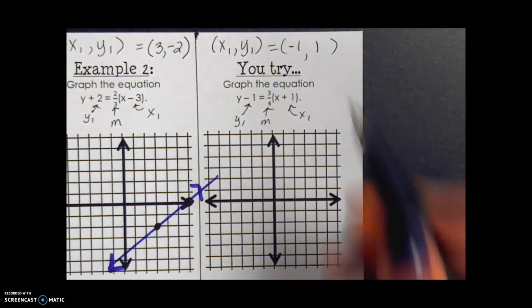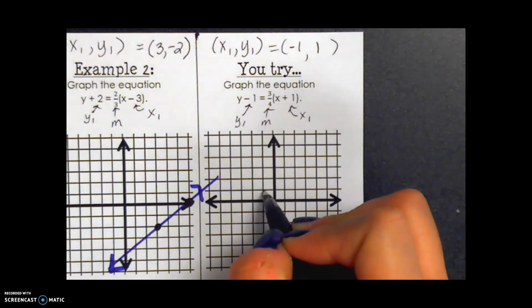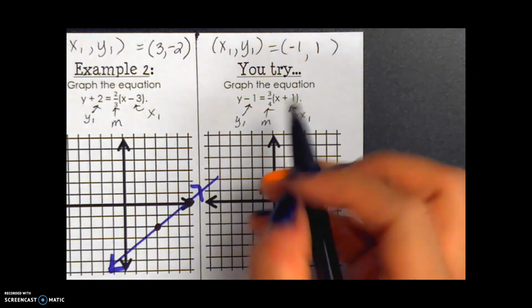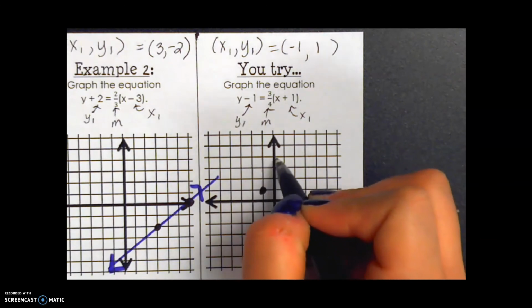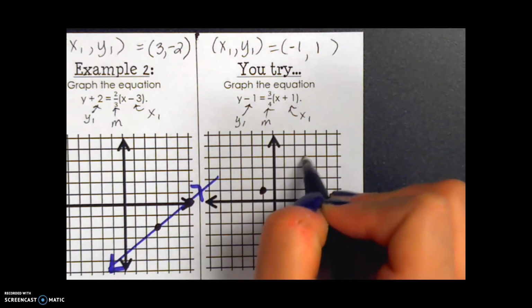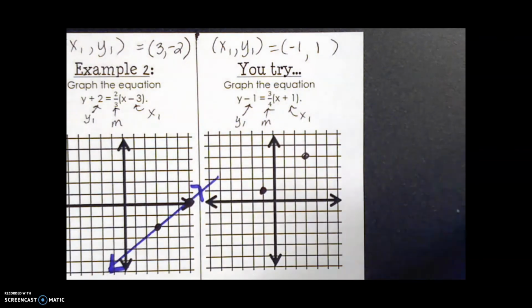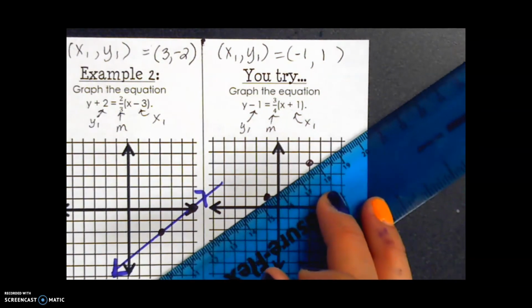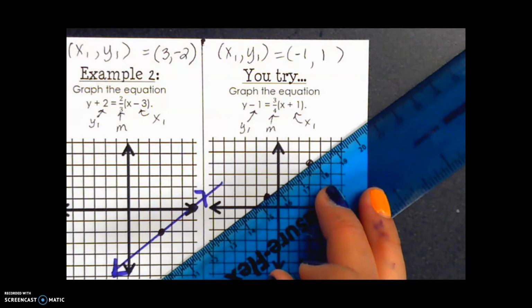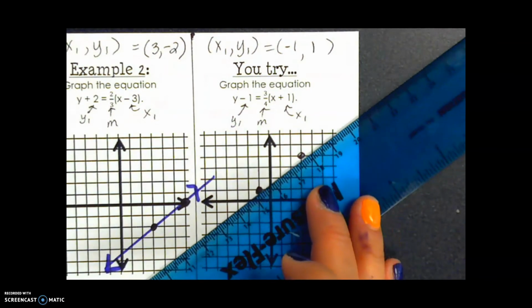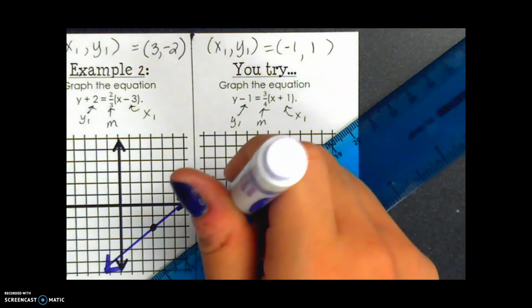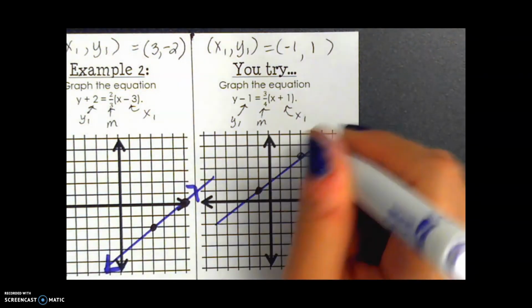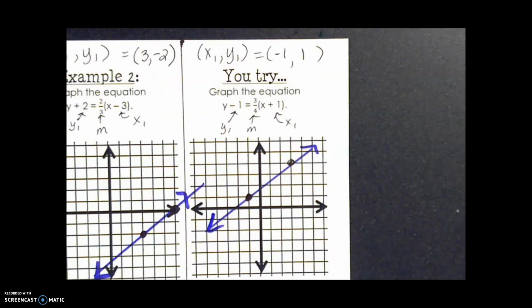All right, so I'm going to plot this point. Negative 1, positive 1 right here. My slope is 3 over 4, so I have to go up 1, 2, 3, right 1, 2, 3, 4. And there's my 2 points. Connect them, and you make a line. All right.